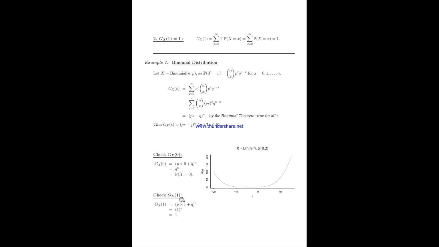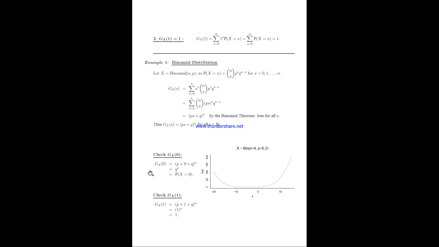And we can check what will happen when s equals 1. We substitute 1 here, that is p into 1 plus q to power n, so that is (p plus q) to power n. We know in the binomial distribution p plus q is equal to 1, so that is 1 to power n. Finally we have that as 1.